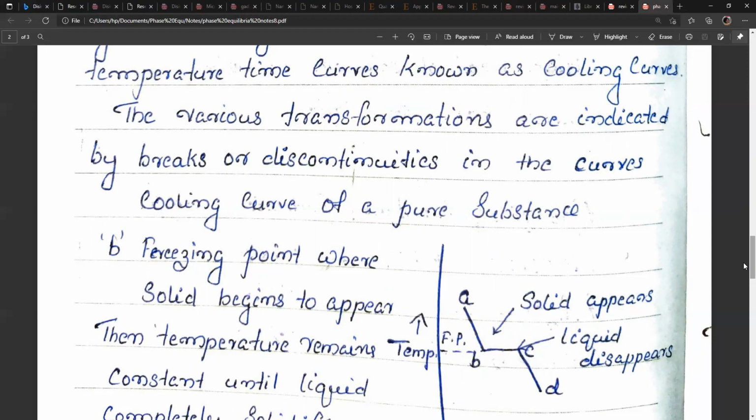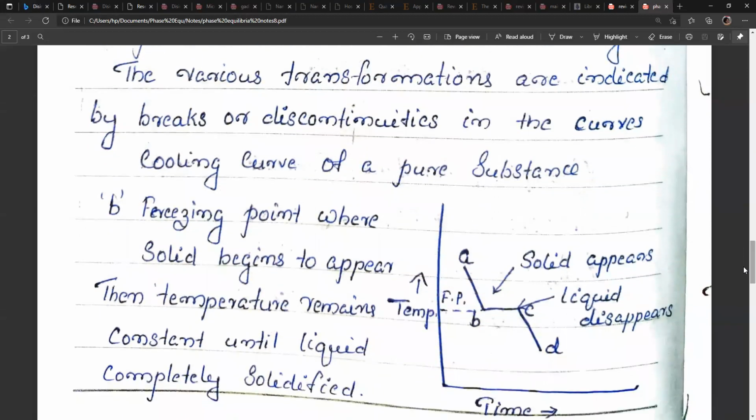Now let us consider the first case. If there is only one pure component, let small b be the freezing point of that pure component. We are taking it as small b. Then, if we are starting from point small a, when the freezing temperature of the substance is reached, that is at point b, the solid of that pure substance begins to appear.